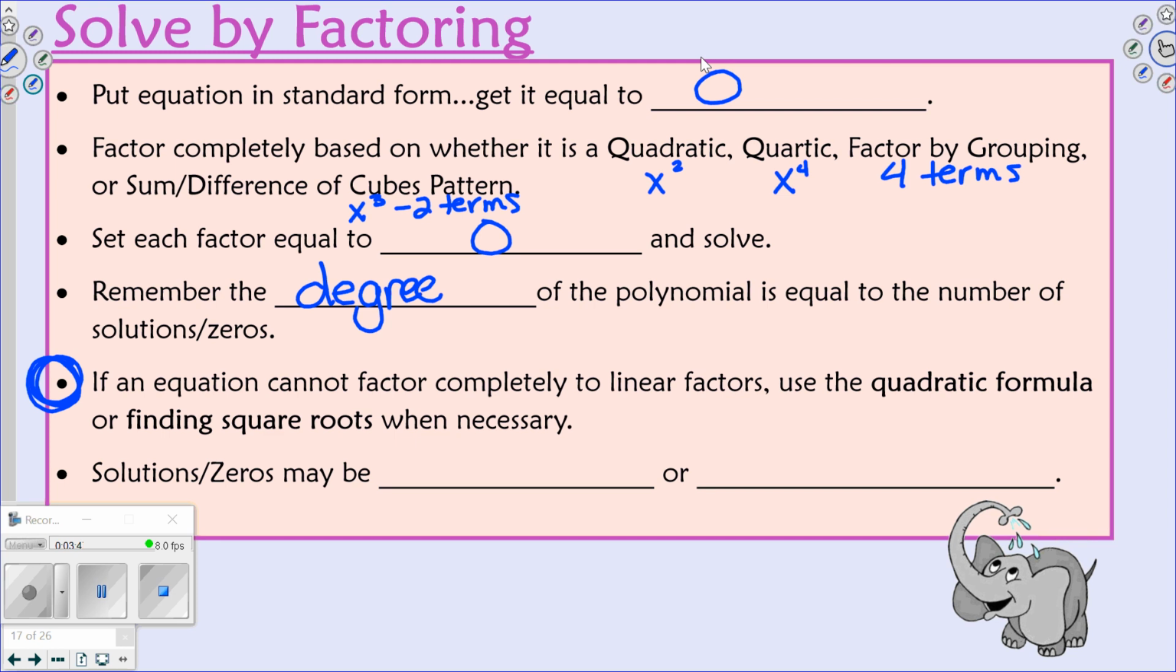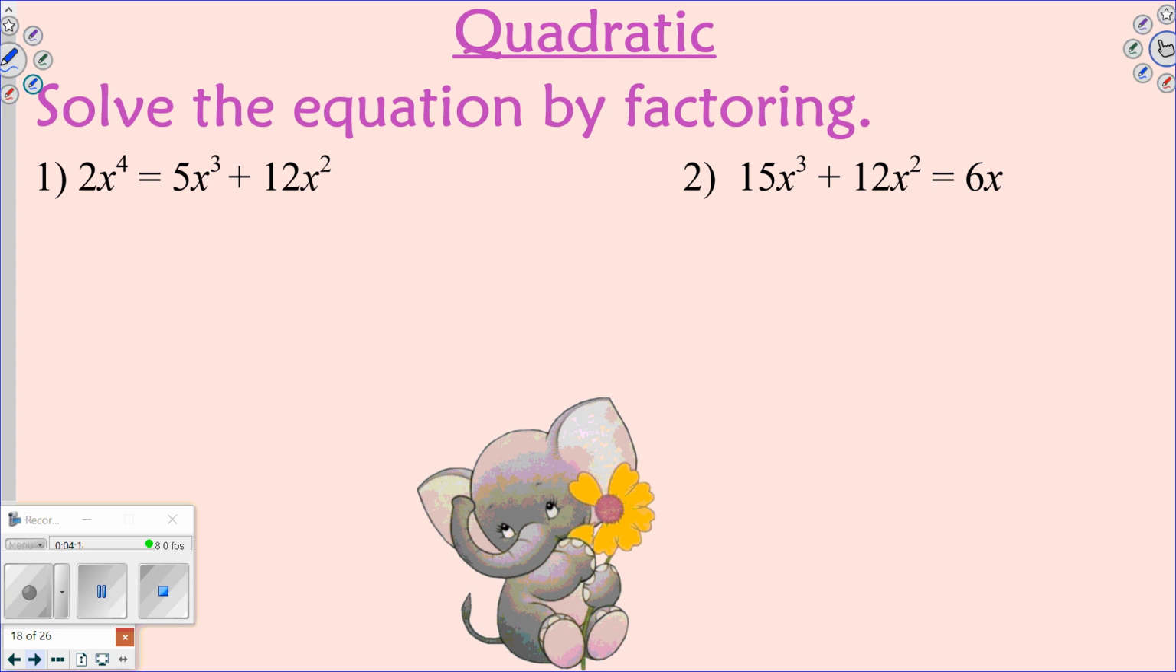Solutions or zeros may be real or imaginary. I agree, but not what I was looking for. Really? Nobody at this point? There it is. They can be real or imaginary, so watch for those i's. When does an i show up? Very nice. And there's a negative underneath your square root. Perfect. All right, we're going to jump right in.